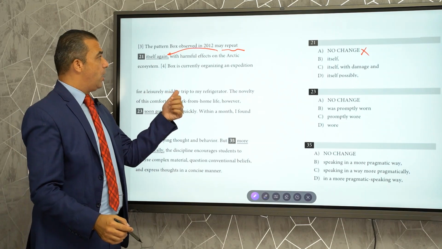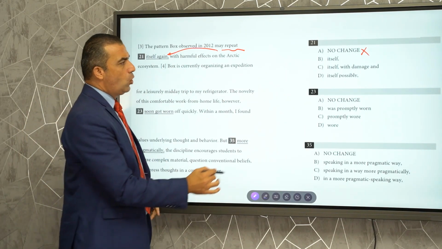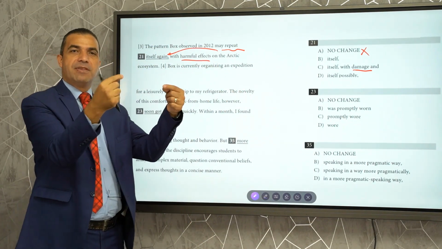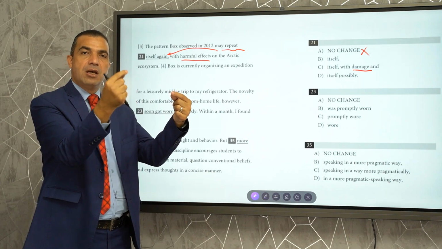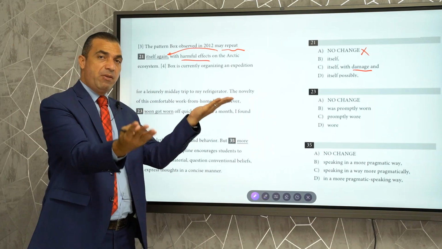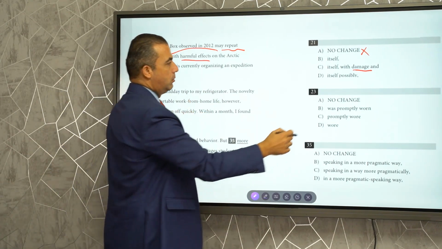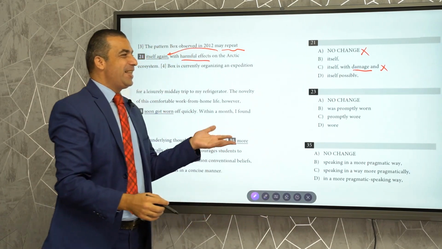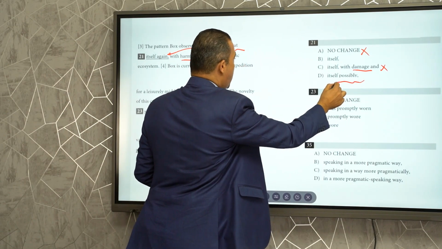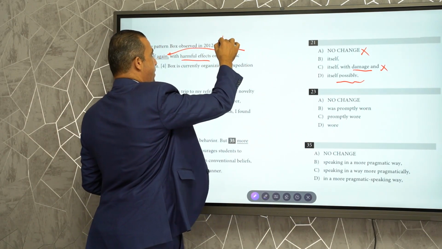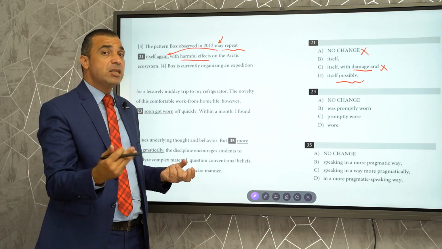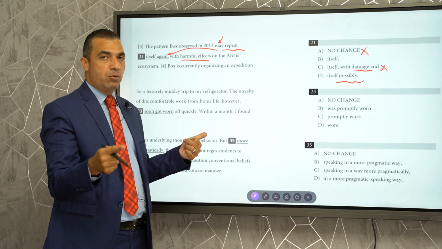Can I say repeat itself with damage and harmful effects? The same meaning: damage, harmful effects. So this is redundancy. You repeat words with the same meaning. Wrong. Can I say repeat itself possibly? Maybe, but pay attention: here is possibly and here is may. Can I say may and possibly in one sentence? Again, it's redundancy, because I can't use may and possibly in one sentence.